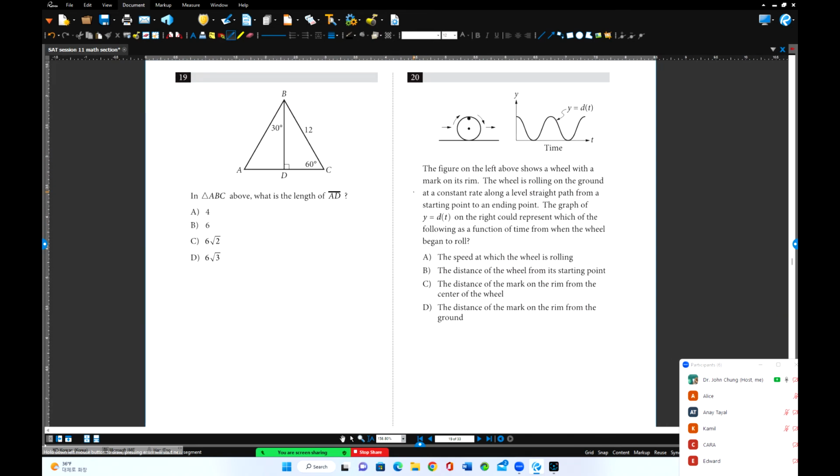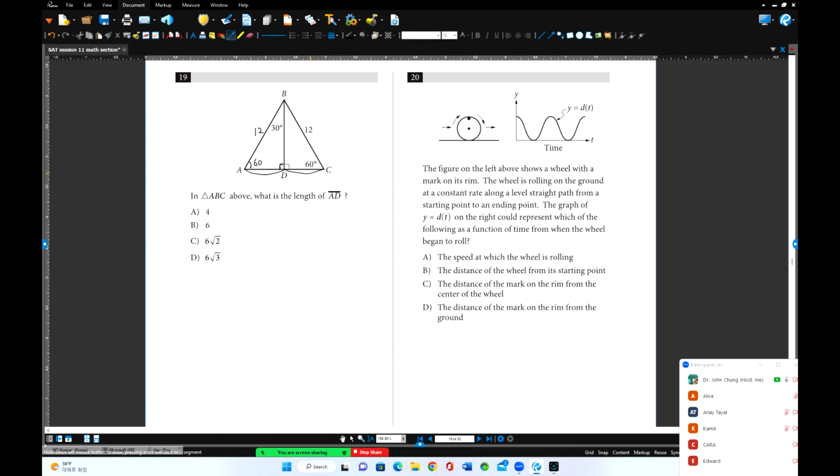Number 19 here. What is the length of AD? This is 60. This is 12. This is 30. This is 90. Also 60, which is isosceles. Okay, this is also 12. This is perpendicular. This is already the midpoint. Okay, we know that.